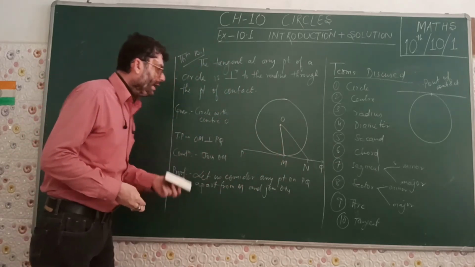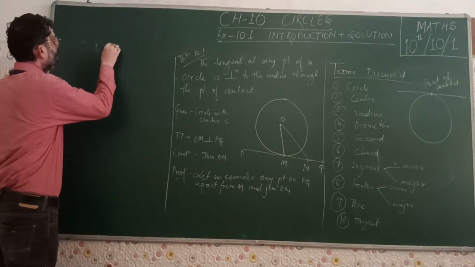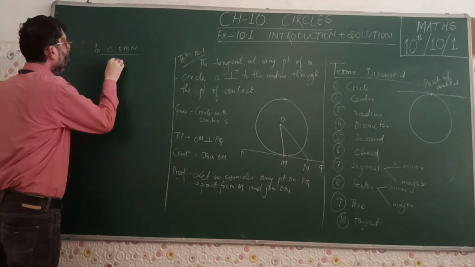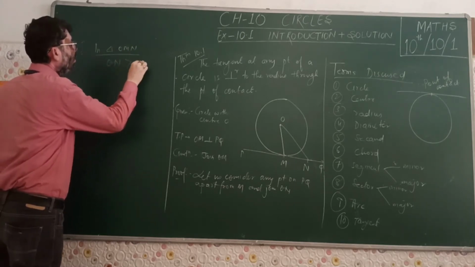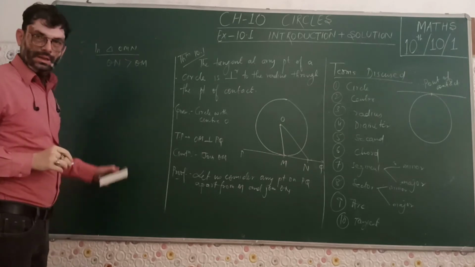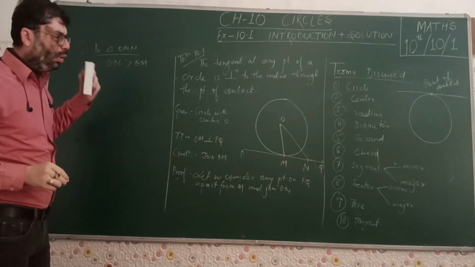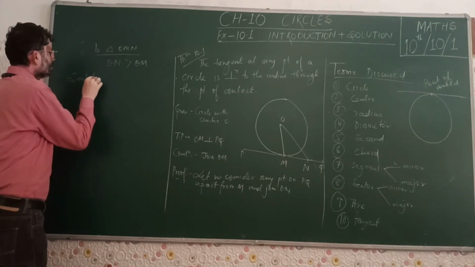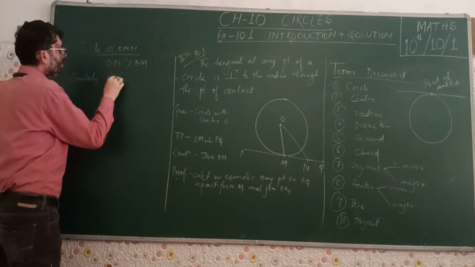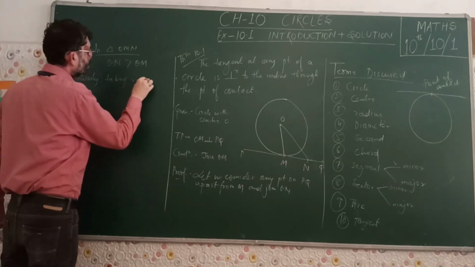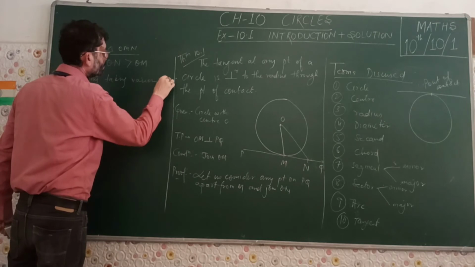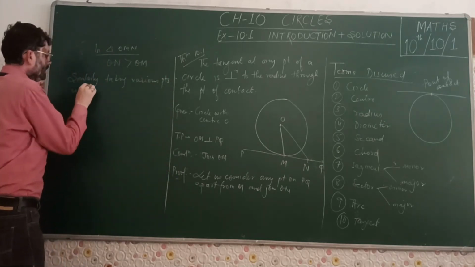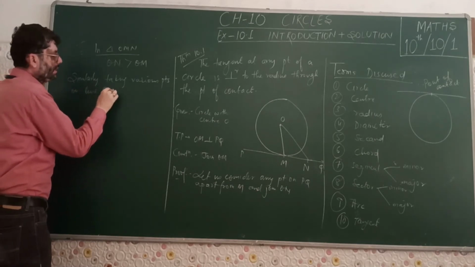We have joined ON. Now, in triangle OMN, it is clearly visible that ON is greater than OM. Similarly, taking various points on line PQ.